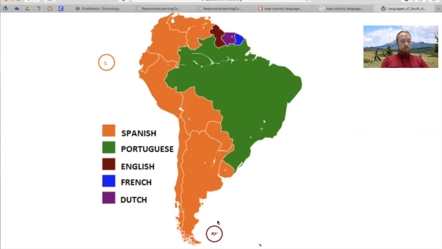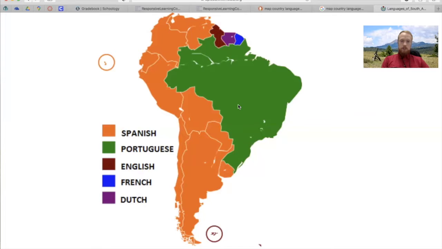Which cultural trait most separates Brazil from the other countries of South America? Well, it's language, right? The language is different. And when languages are different, cultures are different. They have different holidays, different histories, different foods a lot of times. So because these two sides are different, there's a little bit of a cultural barrier there, okay? Because they speak a different language.